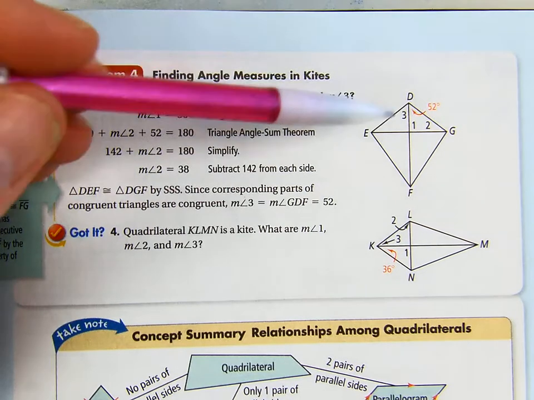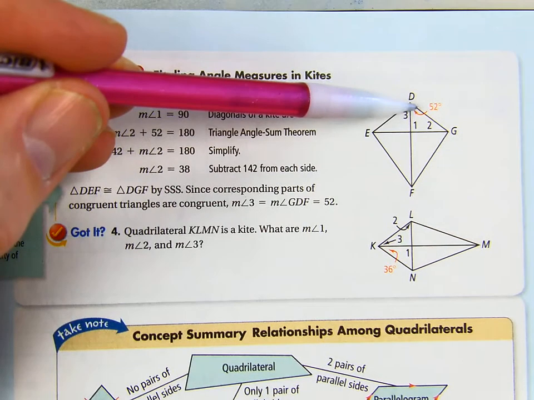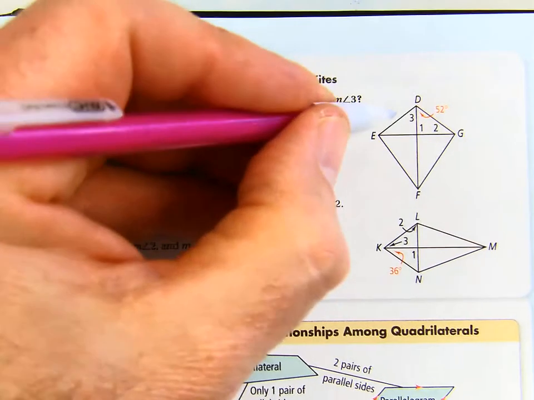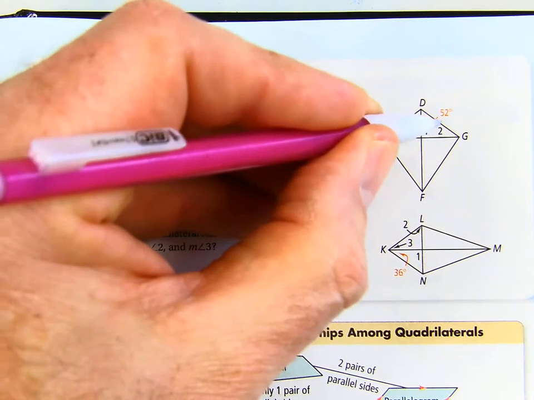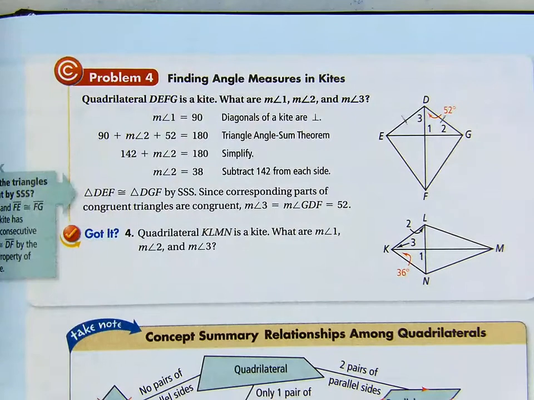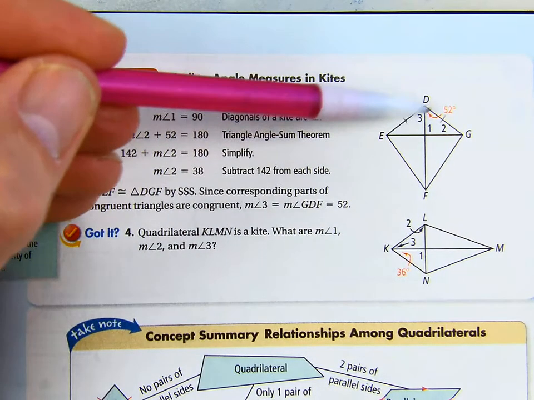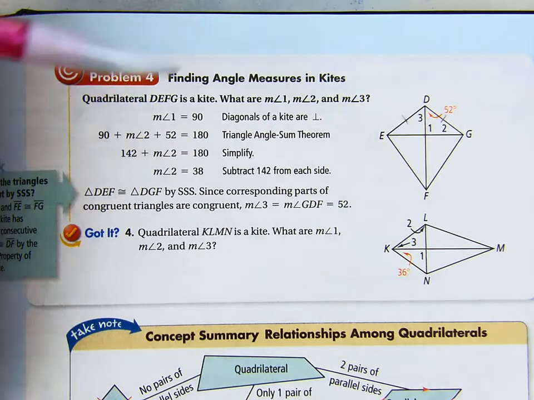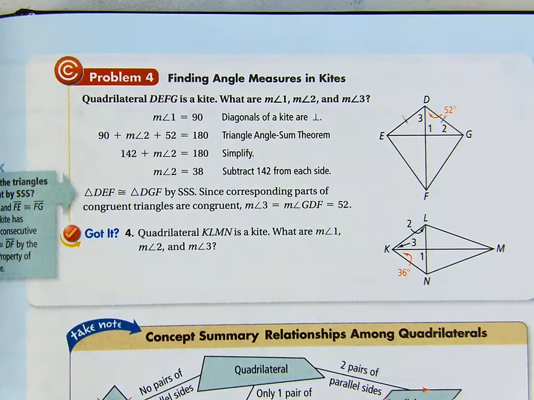Okay. They tell us that one is 52. Okay. That one's 52. Now remember, since it's a kite, this is an isosceles triangle, like that. This is a right triangle. Both of these are right triangles, and they're both congruent. Again, we don't have theorems that tell us that, but it would be easy for us to prove that.